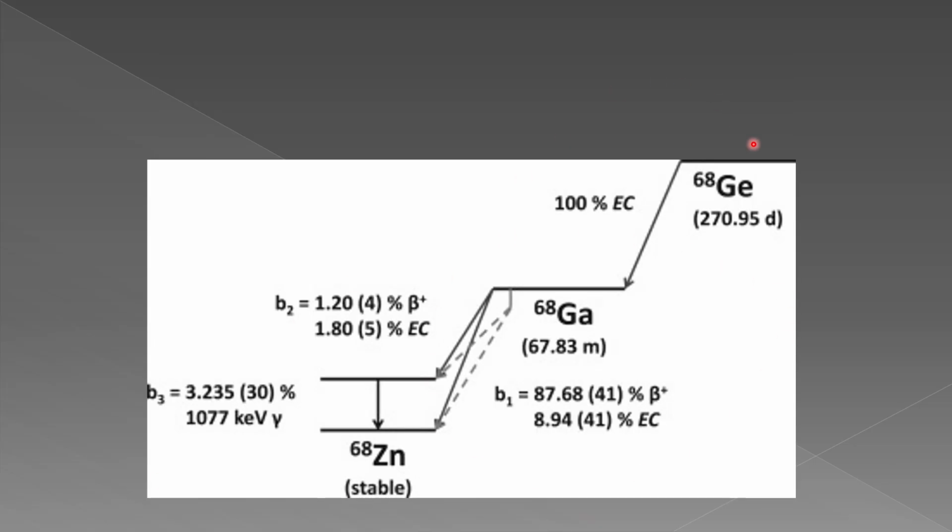And this is another PET radionuclide that's used pretty frequently. Germanium-68 is used in QC. It has a similar half-life to cobalt-57. It's 270.9 days. Cobalt-57 that we use for gamma cameras is 270 days. So they have a very similar half-life. The germanium-68 decays 100% by electron capture.